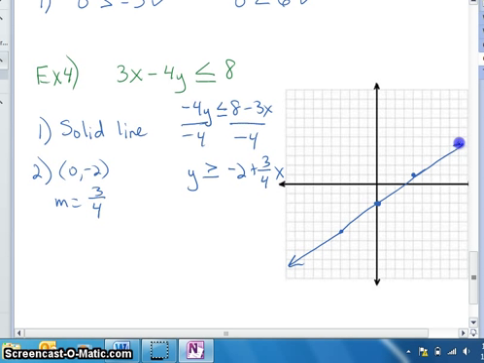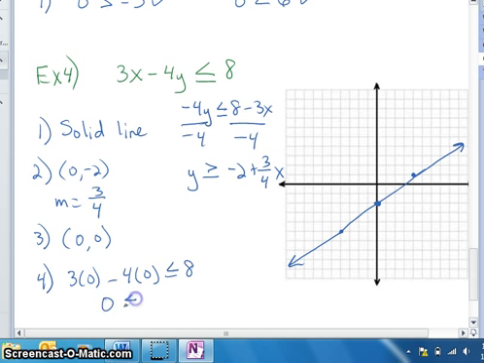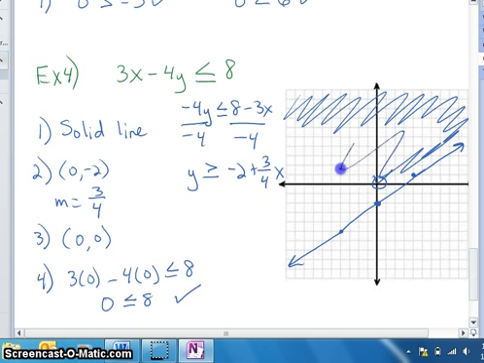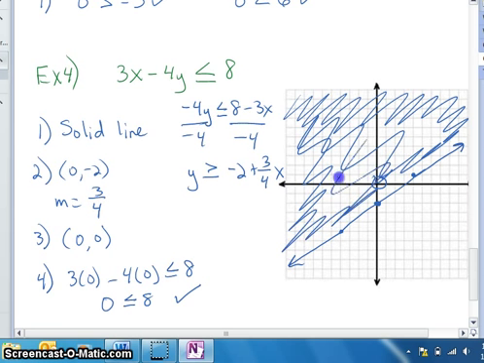Okay, here we go. Picking any point not on the line. I'm going to go back to (0, 0) again. And like I said in the example before, I'm going to use the original inequality, just in case I made a mistake flipping the sign. So is 0 less than or equal to 8? Yes, so this is a solution. So I shade this side. Done.